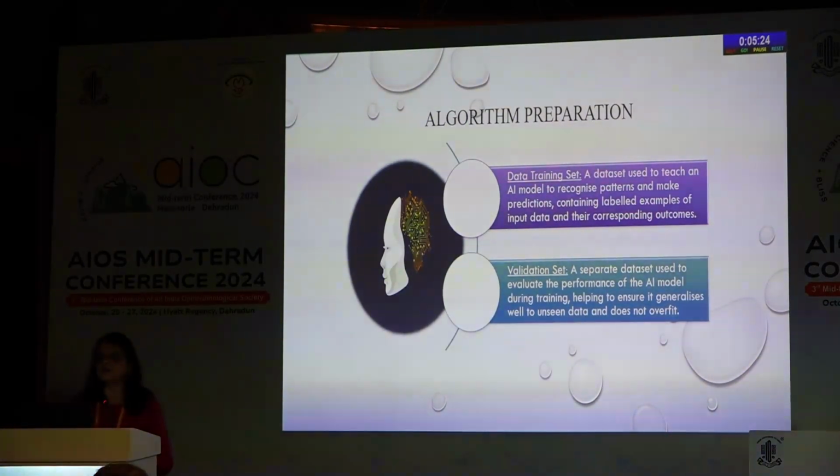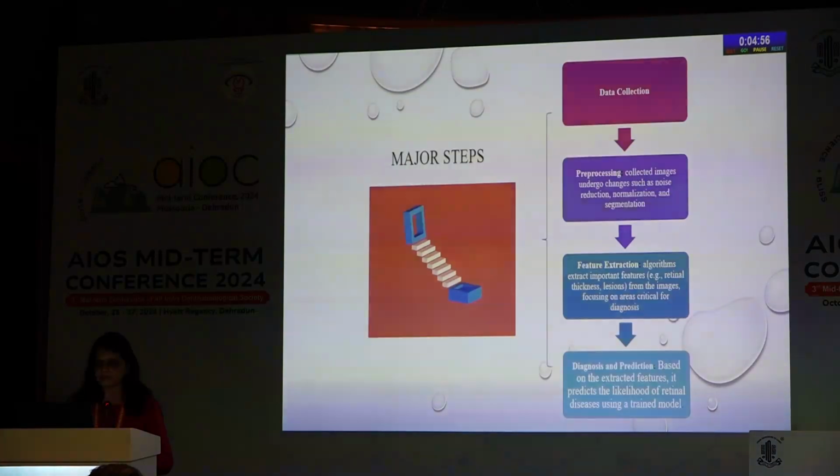So how are the algorithms prepared? There's a data training set, first of all. A data set is used to teach an AI model to recognize various patterns and make predictions, containing labeled examples of input data and their corresponding outcomes. Then there is a validation set over and above this input in the machine. A validation set is a data set which controls this and trains the machine and ensures that there is a generalization to the unseen data and it does not overfit.